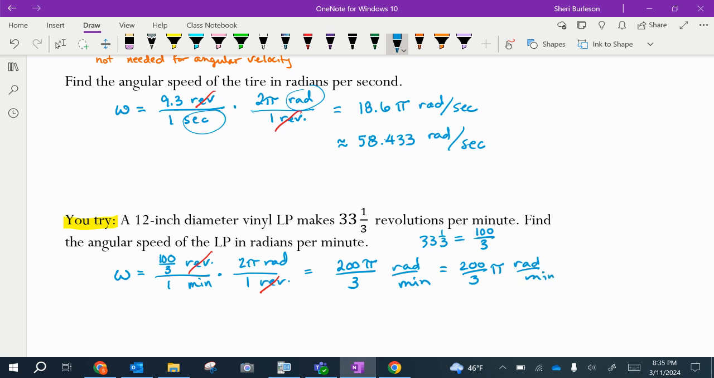And again, I don't know what that is because it is only the exact answer, but with the pi in there, we don't have a good feel for how much that is.